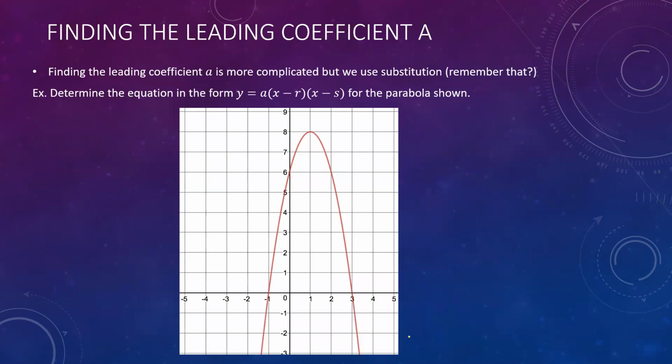So the last example that we're going to look at here is finding the leading coefficient a.